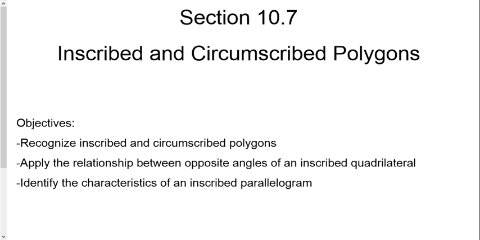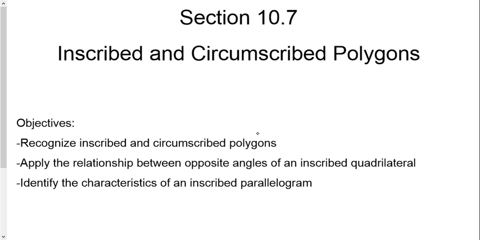Today's lesson is about section 10.7 and is inscribed and circumscribed polygons. The objectives for today are recognizing inscribed and circumscribed polygons, applying the relationship between opposite angles of an inscribed quadrilateral, and identifying the characteristics of an inscribed parallelogram.